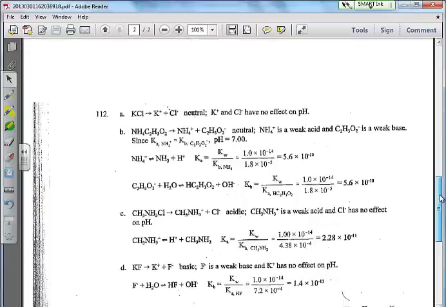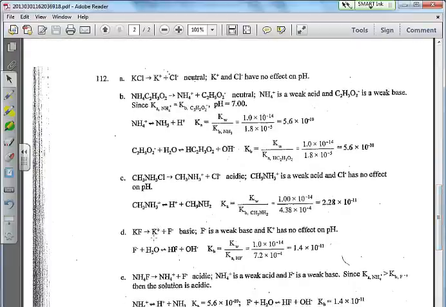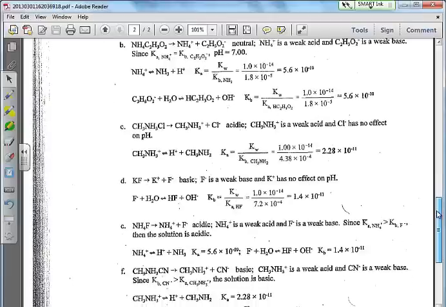Now if we look at letter D, you have potassium fluoride. Again, potassium does not have an effect because it comes from such a strong base that it is a super weak acid. Fluoride is basic. It's a weak base because hydrofluoric acid is a weak acid. So if here's the Ka value of hydrofluoric acid, you can find the Kb of the fluoride ion by using Kw. If nothing else, I'm trying to drive this point home: if you know one, you can use the other using Kw.